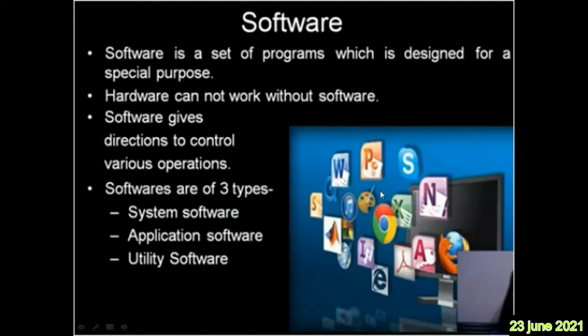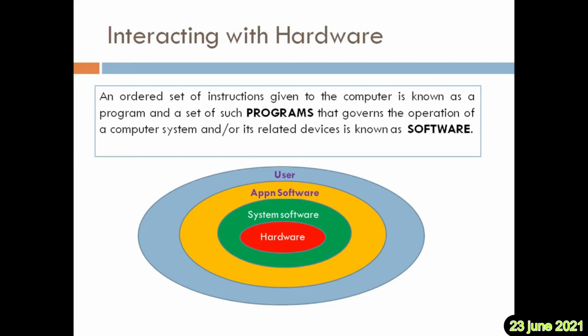In the image you can see various kinds of software, the Word and the PowerPoint, right? The disks are shown, so you can also store your software in these storage devices. An ordered set of instructions given to the computer is known as a program, and a set of such programs that governs the operation of a computer system and related devices is known as software. So in the figure here you can see, in simple words, software is required to interact with the hardware. Without the software we cannot interact with the hardware.